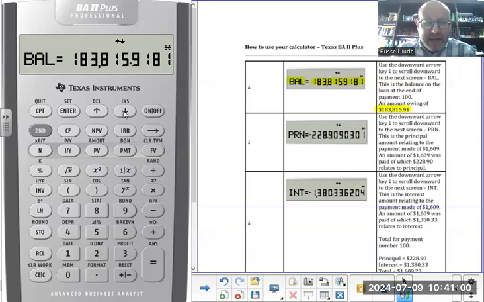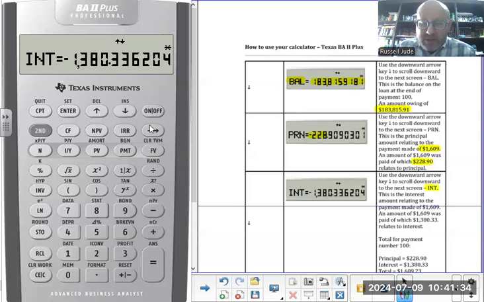Okay. Arrow down again for more information. PRN 228. What does 228 mean? PRN is the principal. So in other words, of payment number 100, because that's what I've selected, out of how much is that? 1609. How much of it is principal? A little bit, $228. That's all. As you arrow down, it gives you detail about that payment of 1609. $228 is principal. Arrow down again.